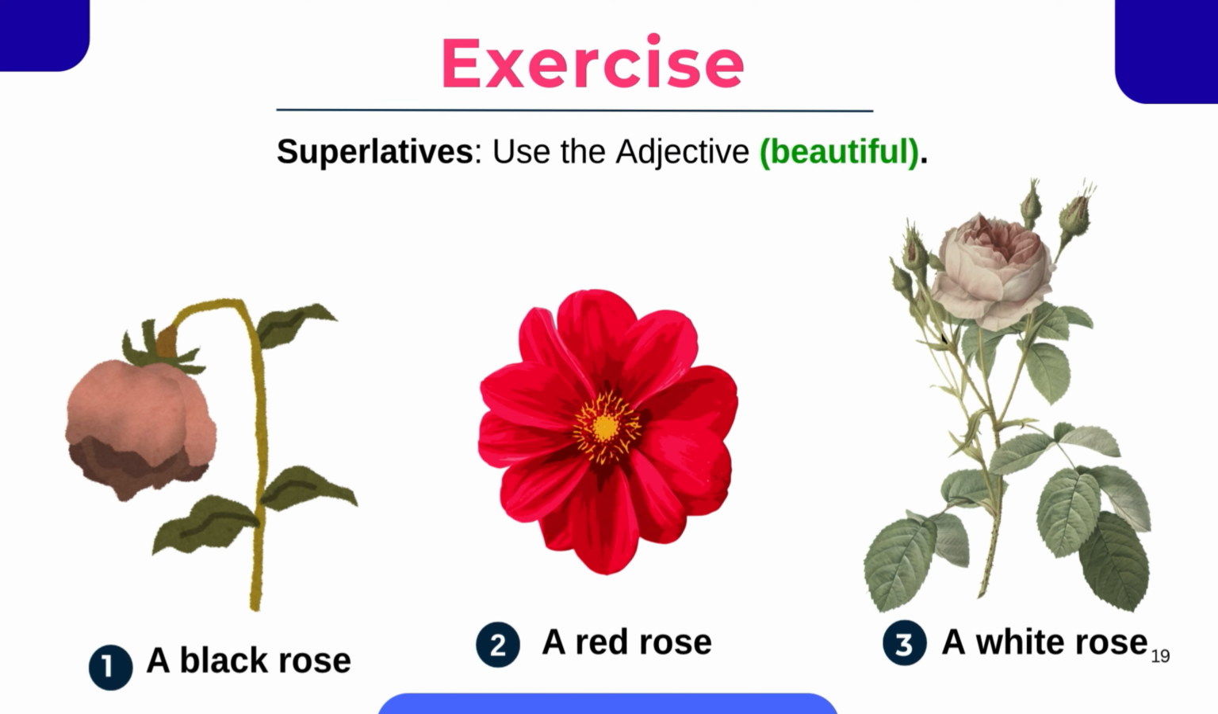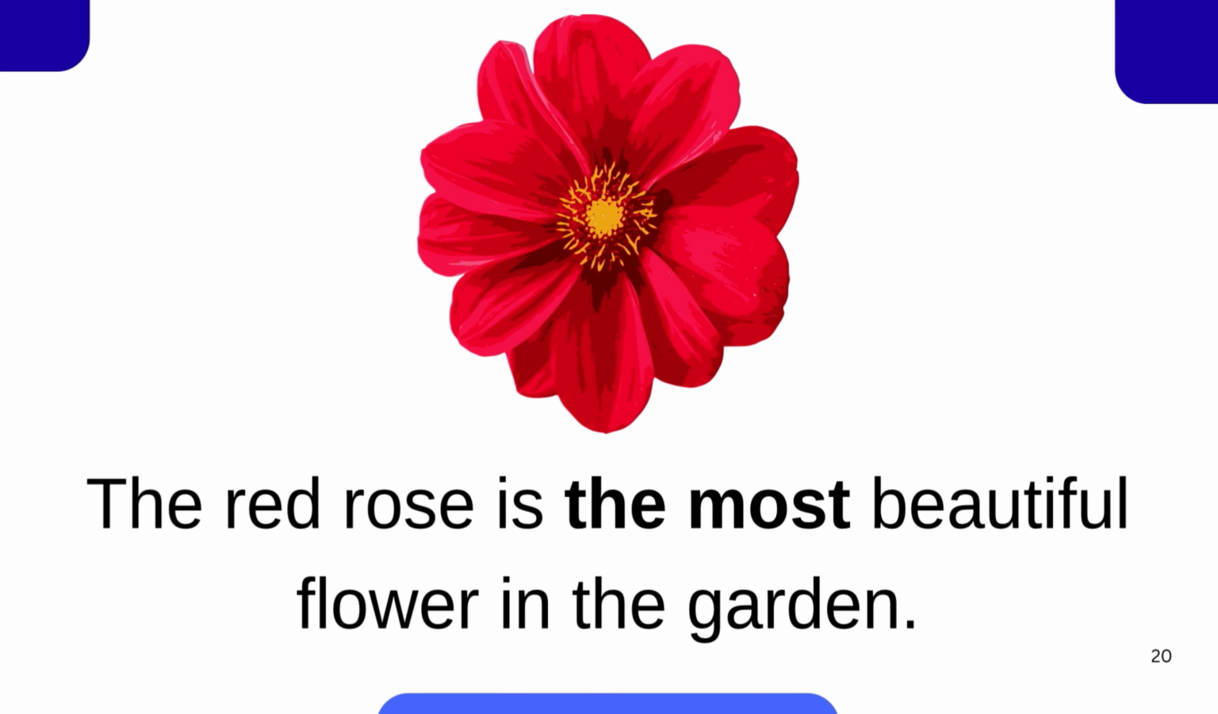Here, another exercise for superlatives. Use the adjective beautiful by using these 3 flowers. Okay, a black rose, a red rose, a white rose. This is the sentence. The red rose is the most beautiful flower in the garden. So here we have used the, most, and the adjective beautiful.